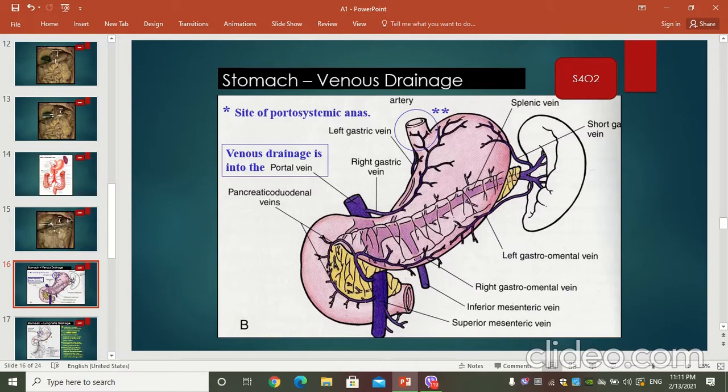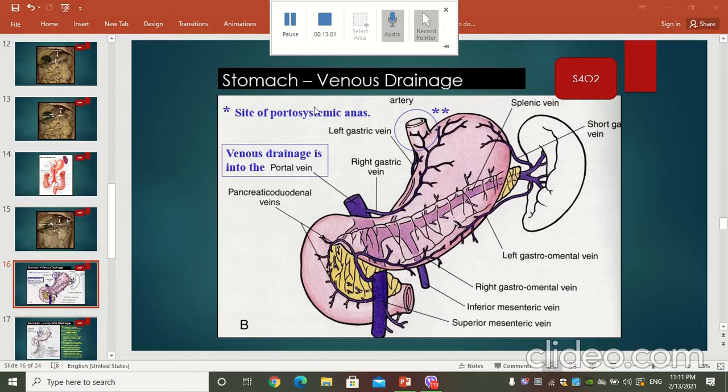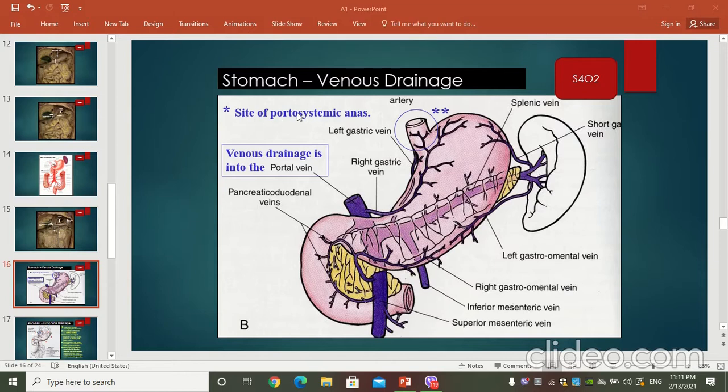But one important thing here is the site at the lower esophagus, between the veins of the portal vein, this is of the inferior gastric, and the azygous vein, which is a systemic vein. So this is an important site for portosystemic anastomosis.